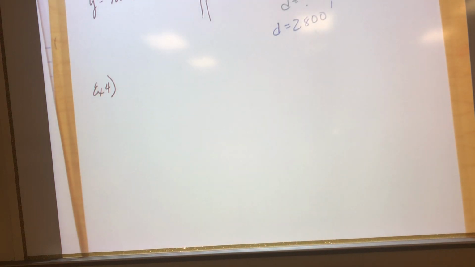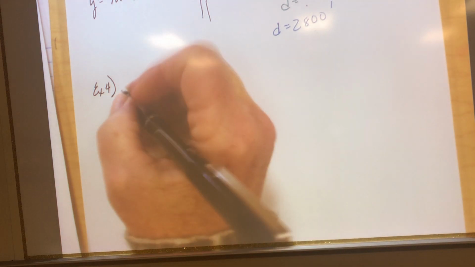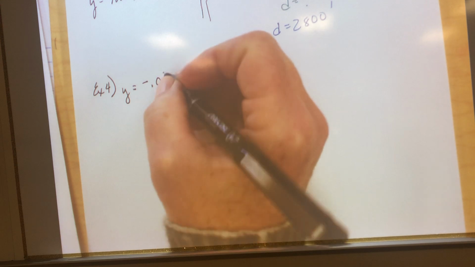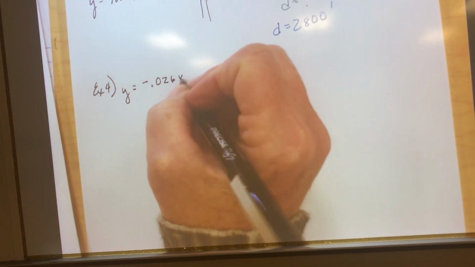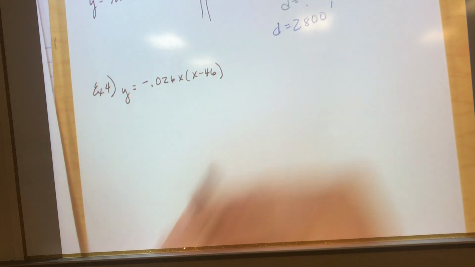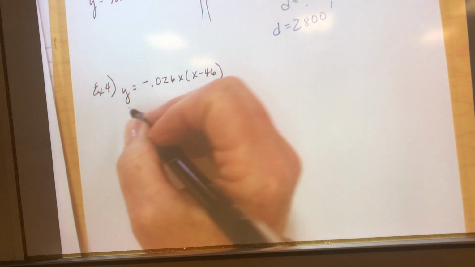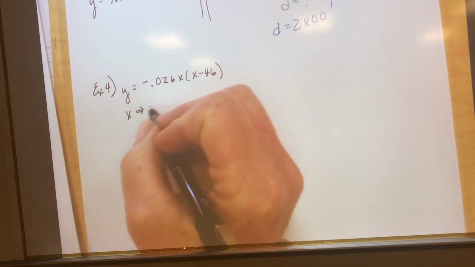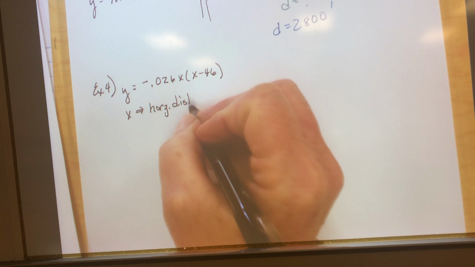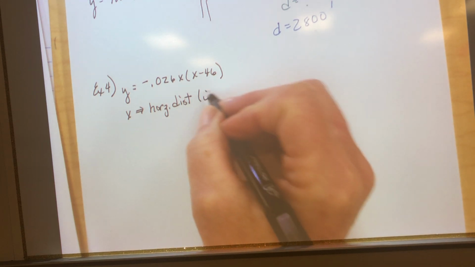All right, so here's number 4. This is the next one. Here's what it says. The path of a place-kicked football can be modeled by this function. y is equal to negative 0.026 x times (x minus 46), where x represents the horizontal distance, and it is in yards.